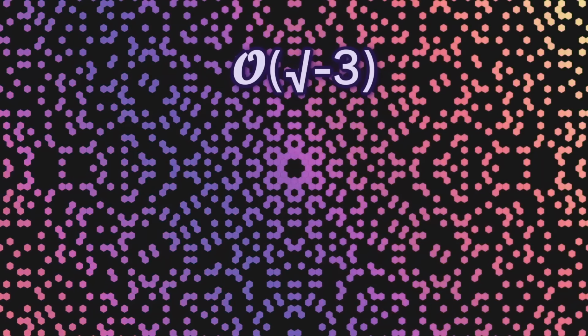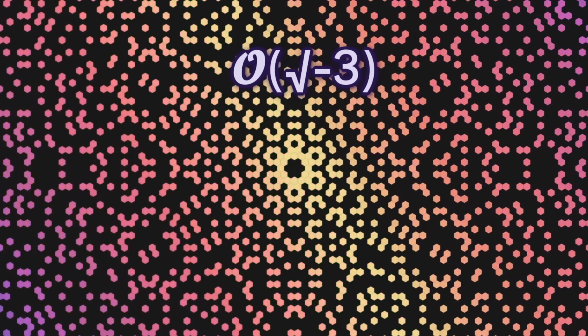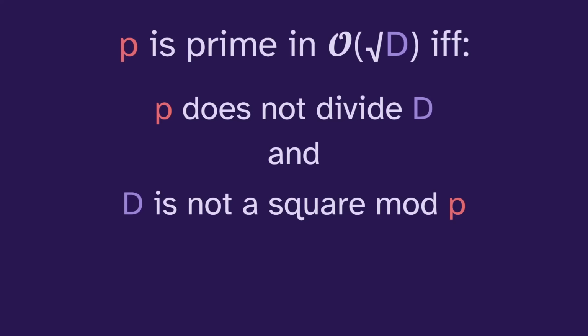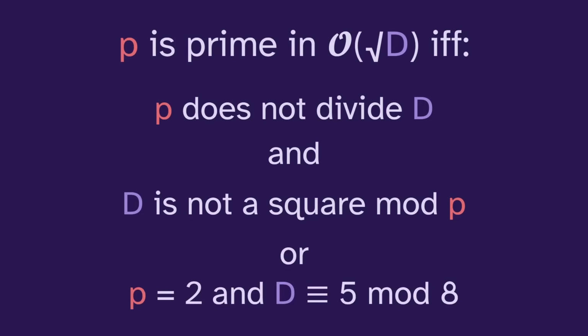And that's why 2 is a prime in the Eisenstein integers, because they are O root negative 3, and negative 3 is 5 mod 8. So our definition of a prime is that p does not divide d, and d is not a square mod p, or p is 2 and d is 5 mod 8.